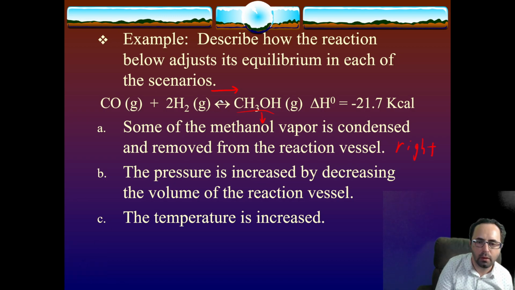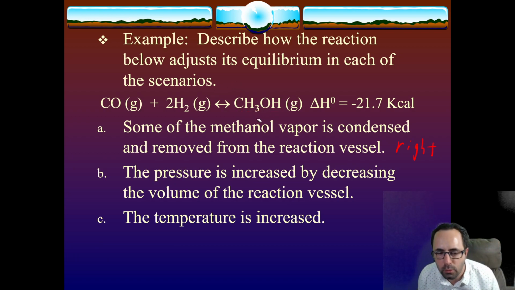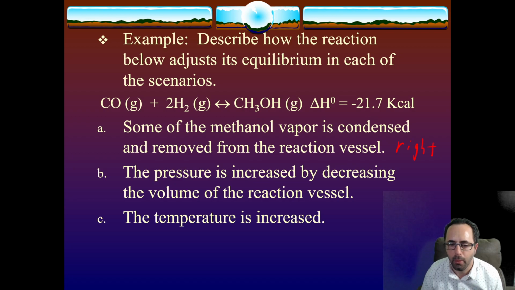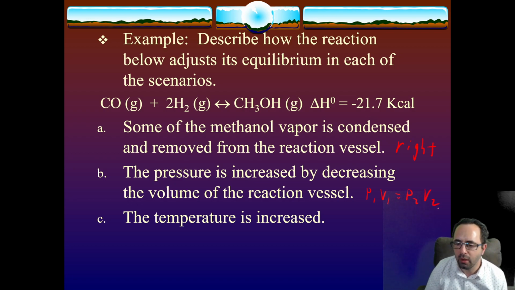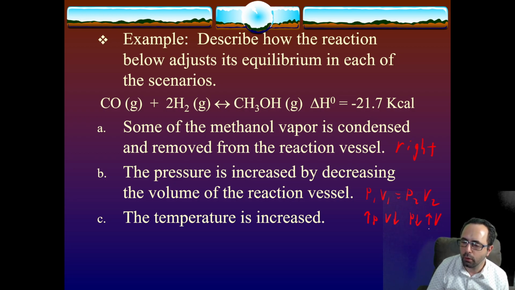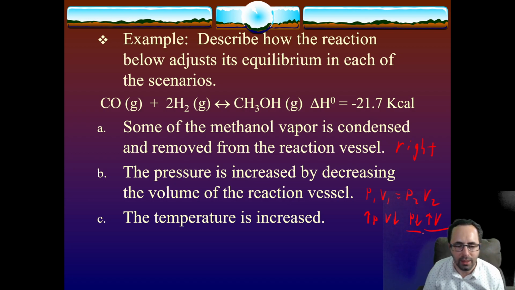Now let's say that we decrease the volume in the reaction vessel. What that's going to do, you guys might remember P1V1 equals P2V2 from the gas laws chapter. What this says is that if we increase the pressure, the volume must go down, and if we increase the volume, the pressure must go down. So here we're decreasing the volume, so we're going to have an increase in pressure.